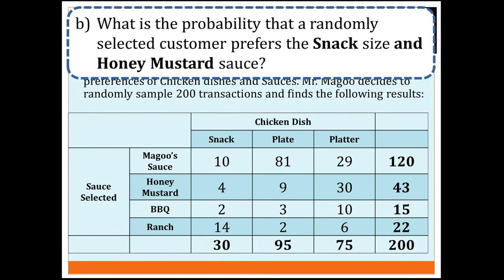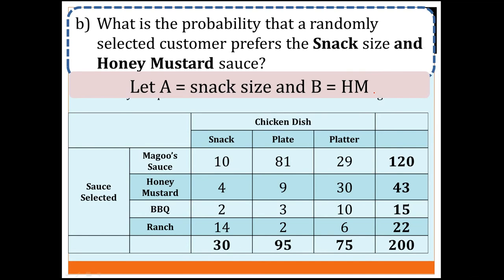Okay, part B, what's the probability a randomly selected customer prefers the snack size again and the honey mustard sauce? So I already defined event A as the snack size. Now I'll define event B as getting honey mustard sauce. Now you could also define your events like HM for honey mustard sauce instead of labeling it as B. That's okay too, and maybe that's probably easier to help you keep track of what's what. But for this example, I just stuck with the standard notation of A, B, C, and so on.